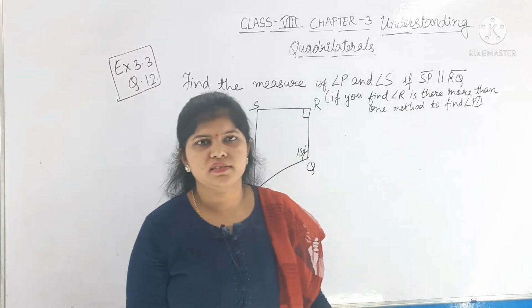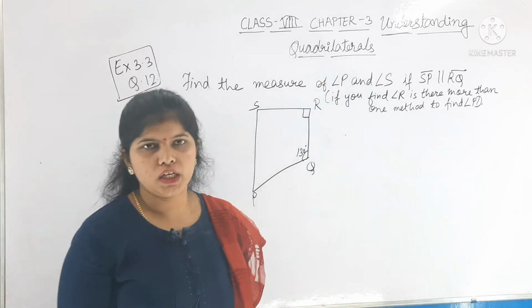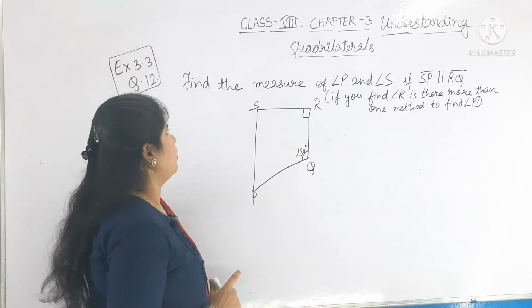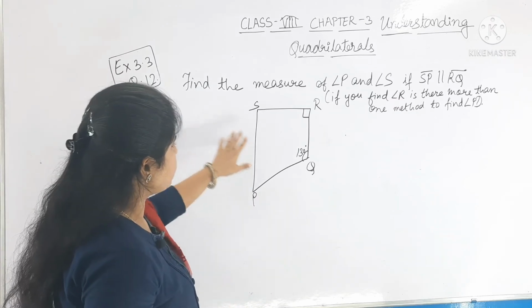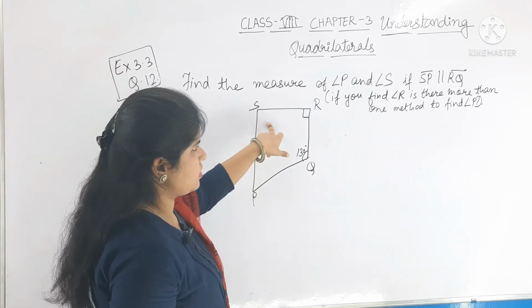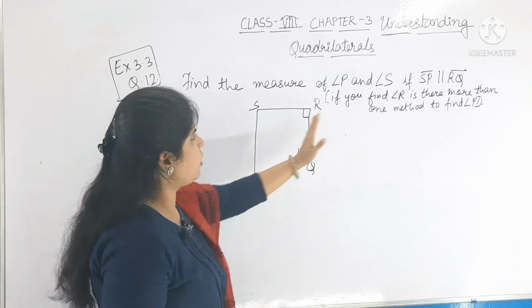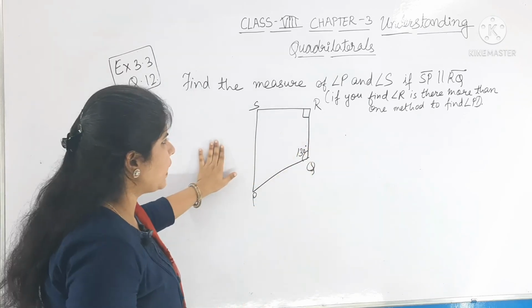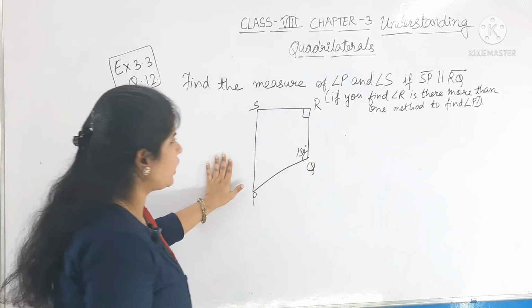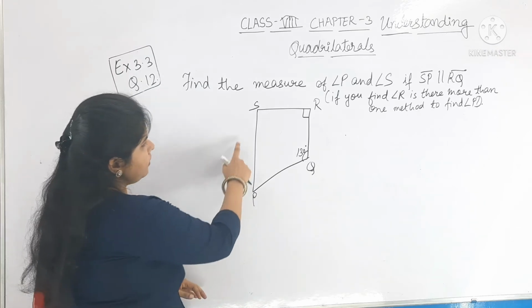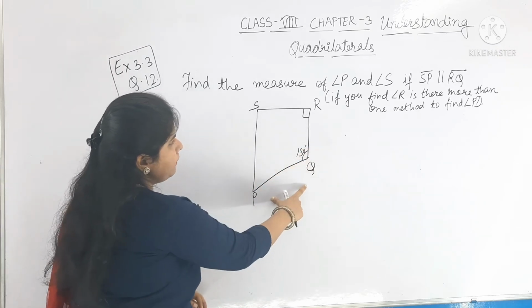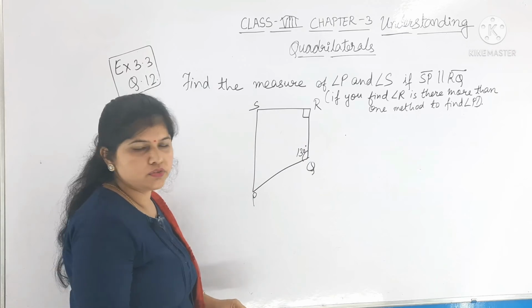Okay students, this is the last question of exercise 3.3, that is question number 12. Here we have to find the measure of angle P and angle S if SP is parallel to RQ. This is also based on the trapezium problem. In the trapezium, if two lines are parallel, then PQ and RS are transversals.